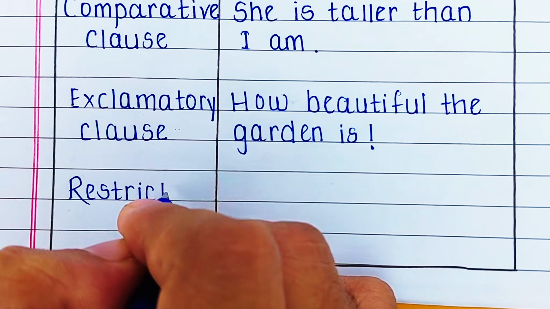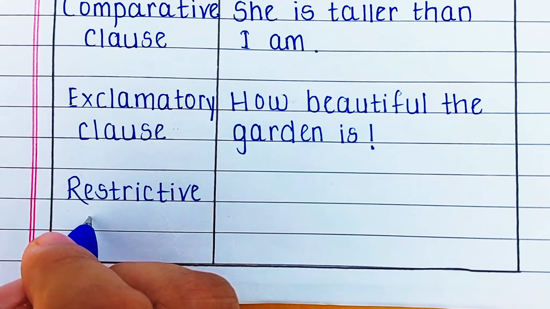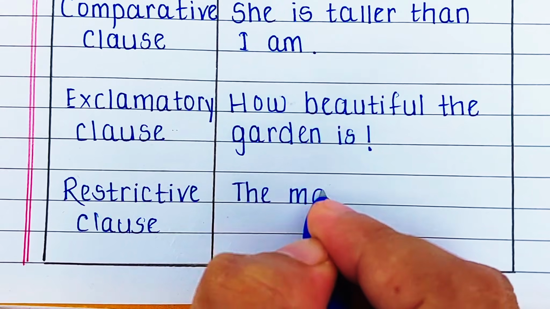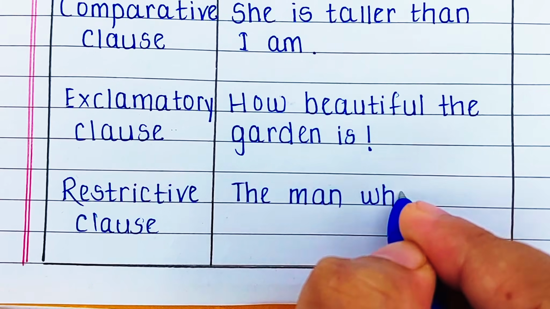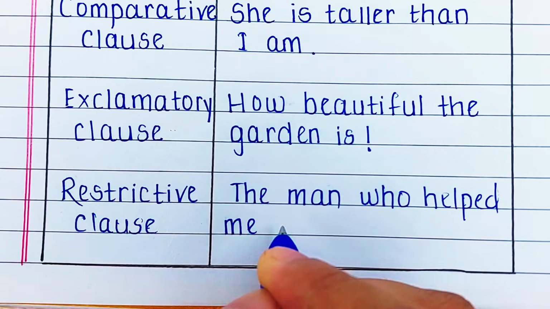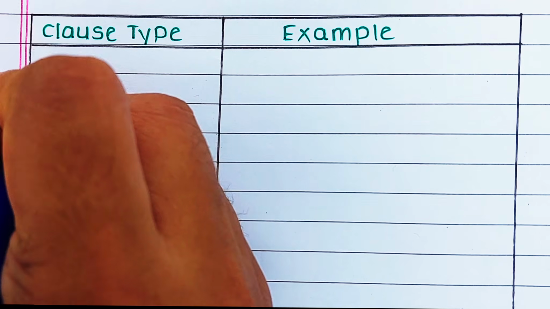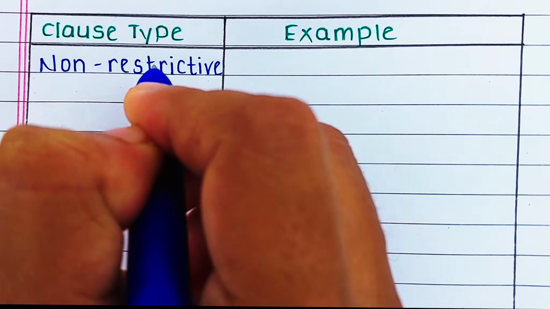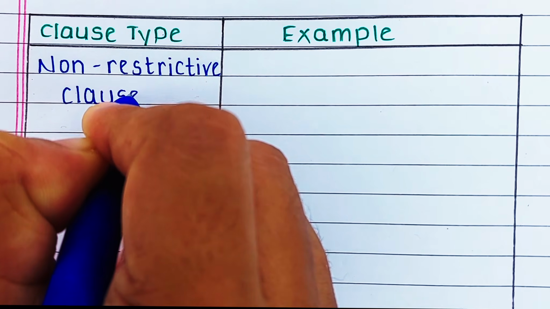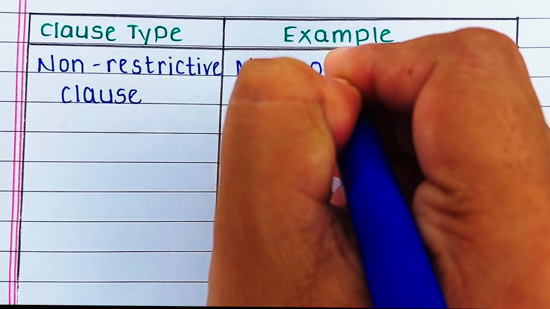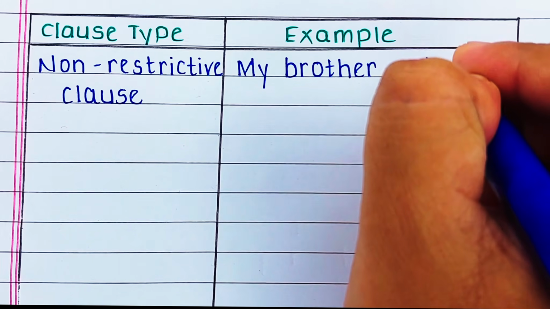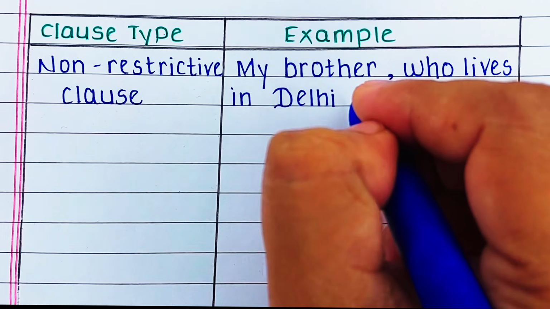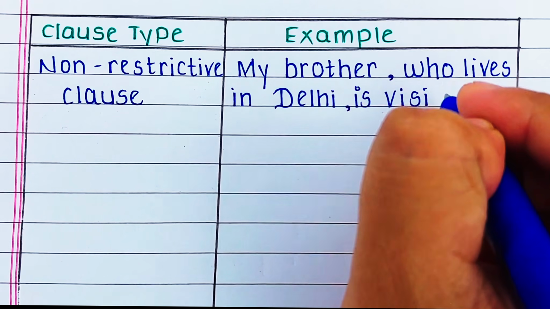The next type is the restrictive clause. A restrictive clause is essential to the meaning of the sentence. For example, the man who helped me is kind. The next type is the non-restrictive clause. This type of clause adds extra information. Usually, they come with a comma. For example, my brother, who lives in Delhi, is visiting.